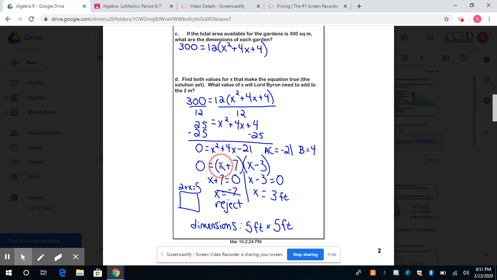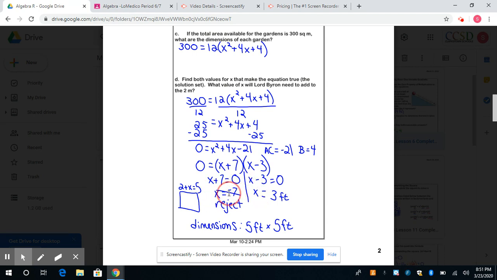You can do the grouping. You can put them right in parentheses like I did here. Okay, but it's still equal to 0. So now you have to set both parentheses equal to 0. X plus 7 equals 0. Subtract 7 on both sides. X equals negative 7. X minus 3 equals 0. Add 3 to both sides. X equals 3 feet. We're finding the dimension of that original garden.